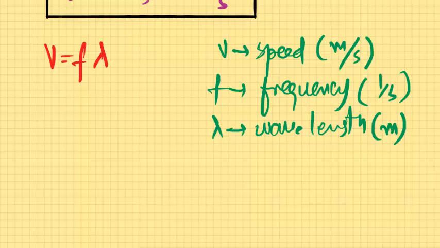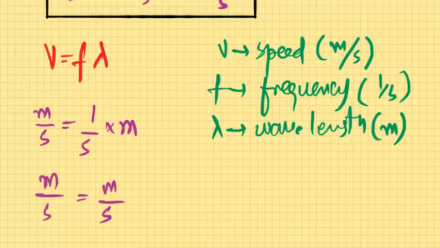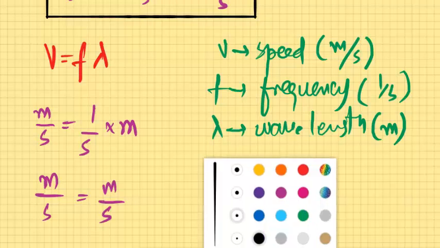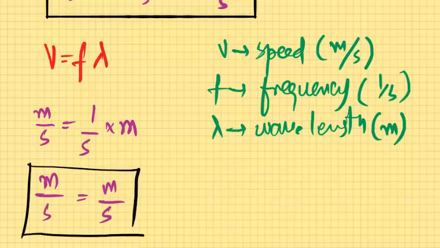Now solving for this equation, in place of v, I am going to write meters per second, equal. In place of frequency, I am going to write 1 over seconds. In place of lambda, I am going to write meters, because that's again a length. So again, I am left with meters per second equals meters per second, and that pretty much makes sense, because all of the terms have the same SI base units, which is meters per second.